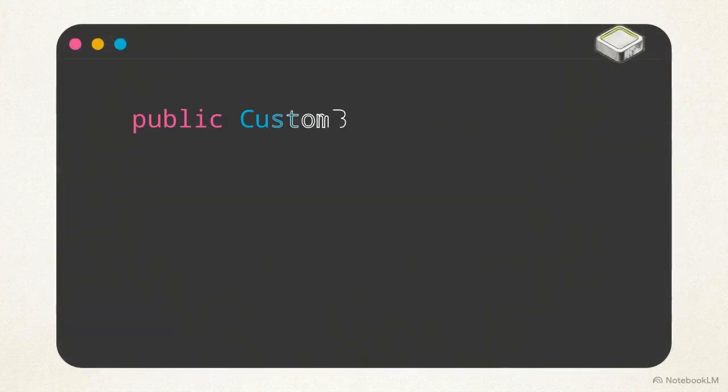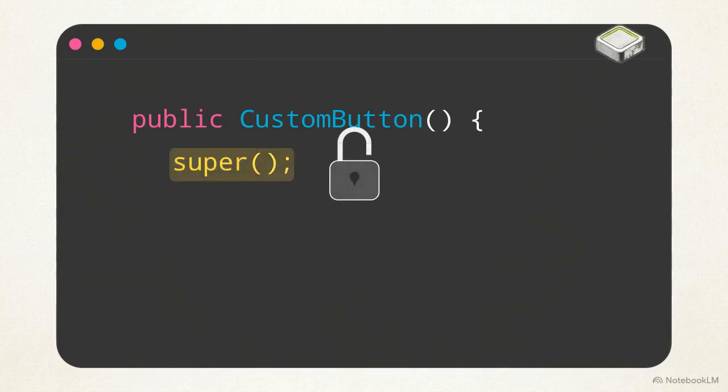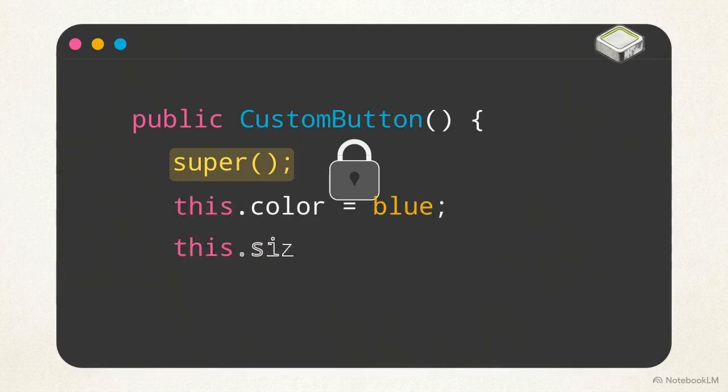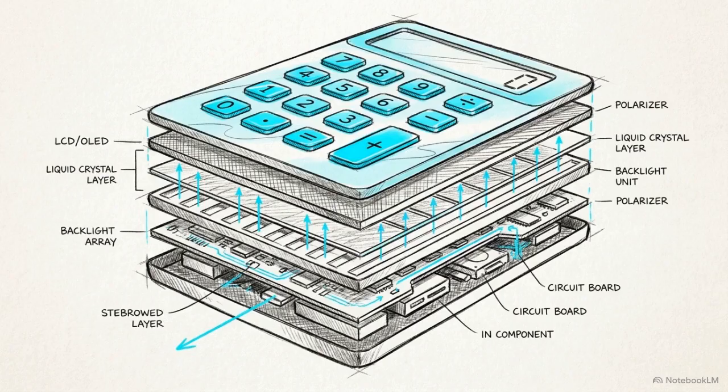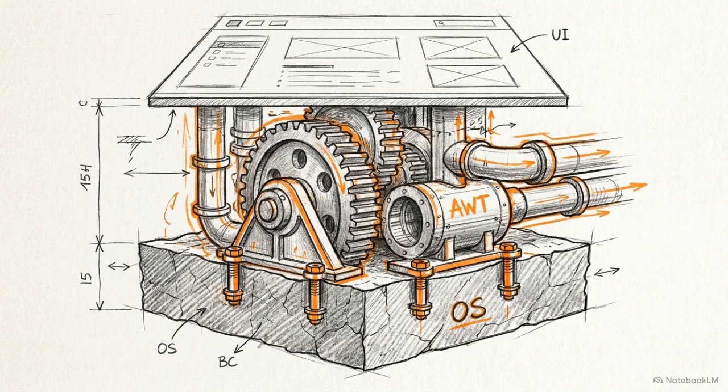Programmers control this initialization explicitly. By placing the super method on the very first line of the subclass constructor, they guarantee the parent state is firmly initialized before the child class adds its own specific features. This hierarchical chain connects modern, lightweight Swing components, like our calculator buttons, deep down to the older Abstract Window Toolkit foundations that interact with the local operating system.